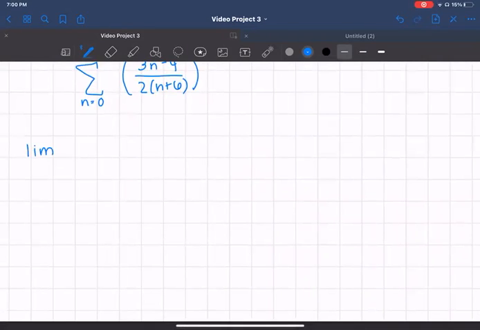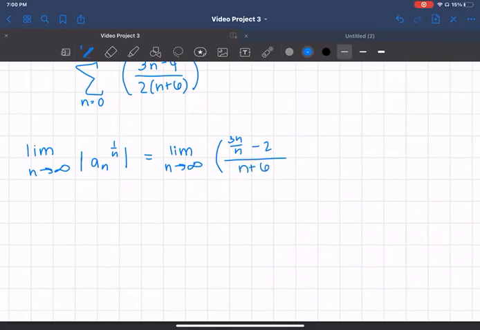So the limit as n approaches infinity of the absolute value of a_n to the 1 over n is going to equal the limit as n approaches infinity of (3n minus 4) over (2n plus 6). And this is going to equal 3 over 2. And since 3 over 2 is larger than 1, which means it does not converge. The series is divergent.